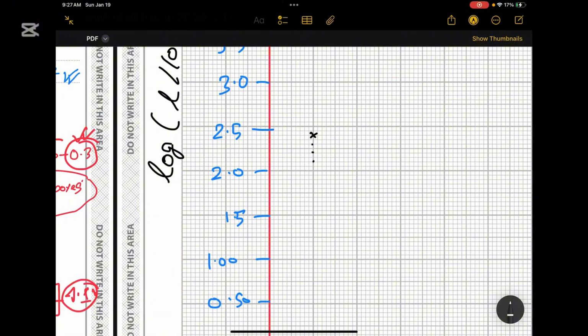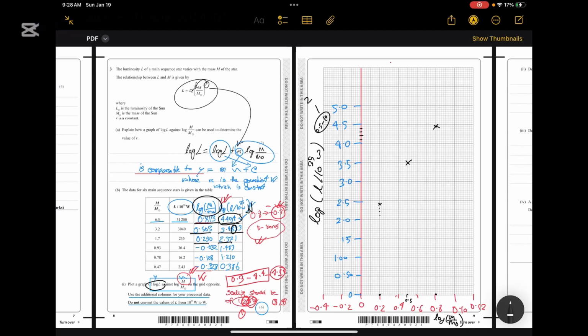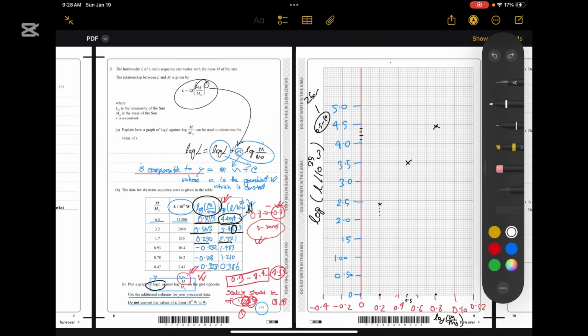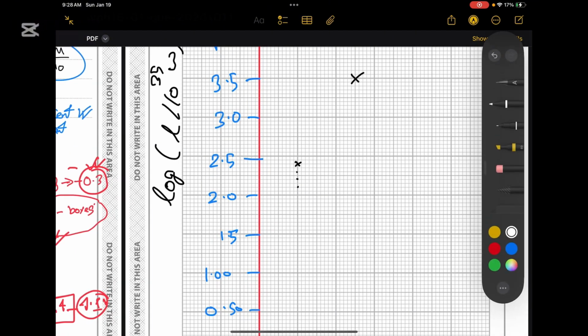Two boxes is 0.1 because 1 is 0.05. Not two boxes, two lines equals 0.1, because 10 lines equals 0.5, so 2 lines equals 0.1. Okay, let's remove these boxes that we have drawn.